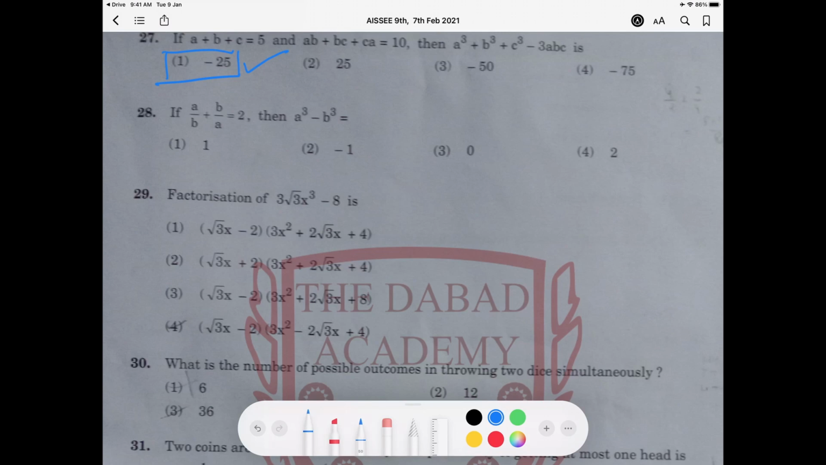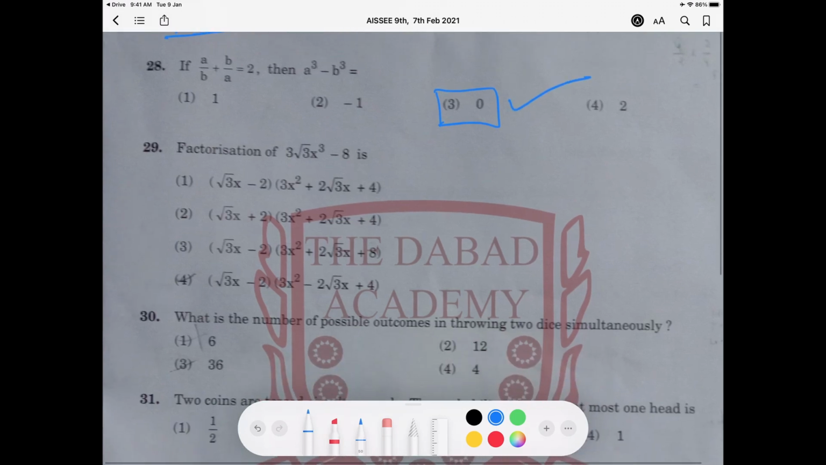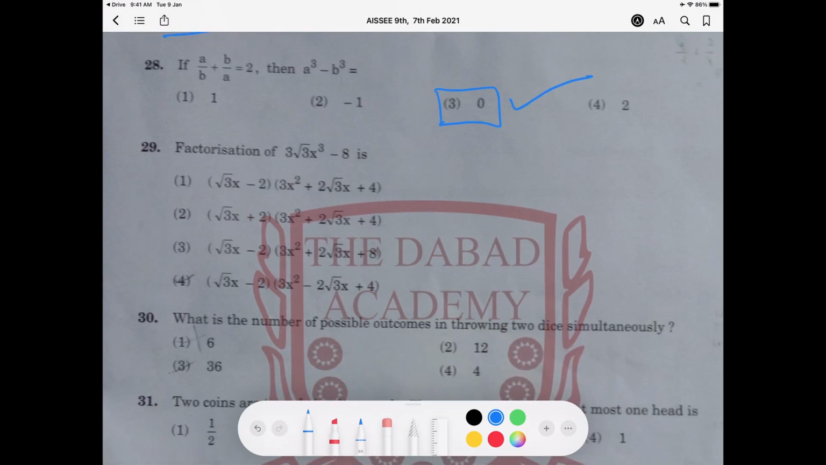In question number 28, the final answer is 0, option number 3. Factorization of 3 root 3 x cube minus 8 is, so in question number 29 the correct answer is option number 1.